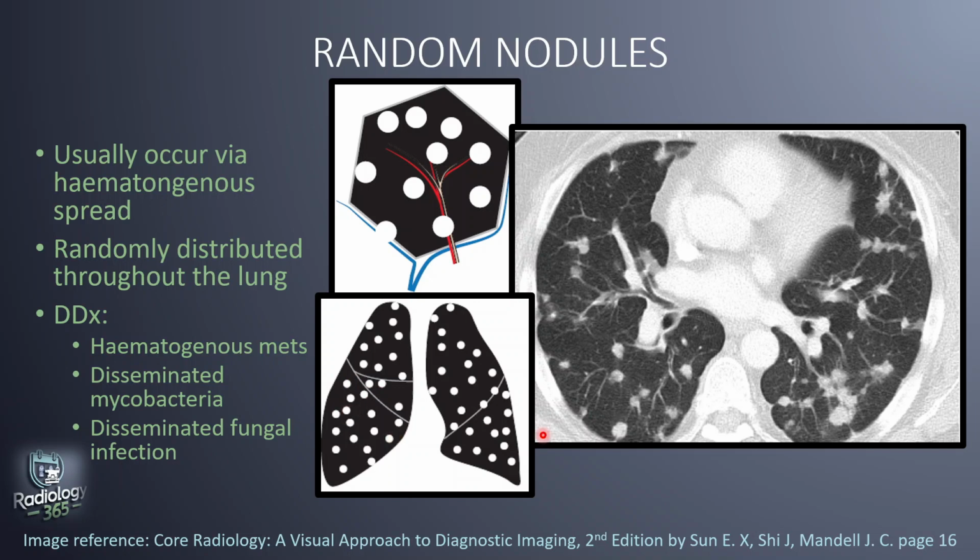Now, this axial CT demonstrates multiple random nodules. Some of the nodules abut the pleural surface, like this tiny one here, like this one here and here, but some of them do not. And this was a case of metastatic colon cancer.